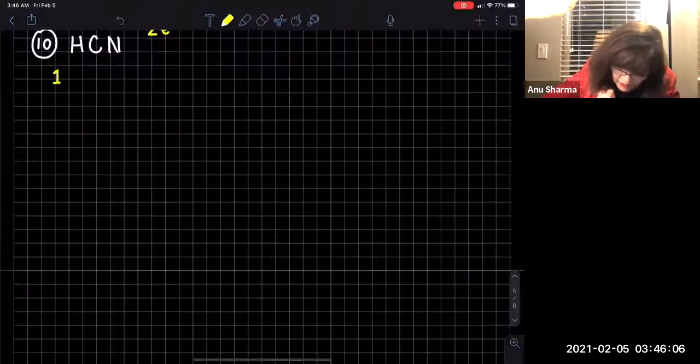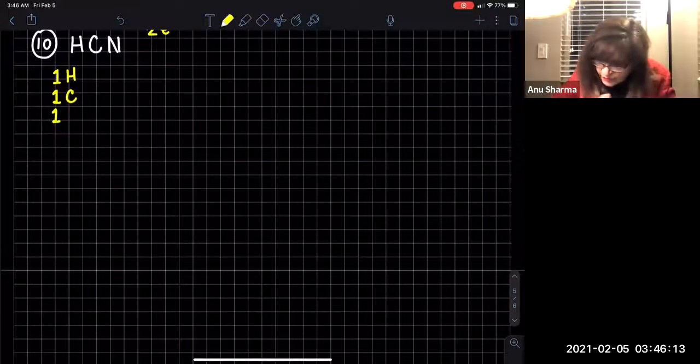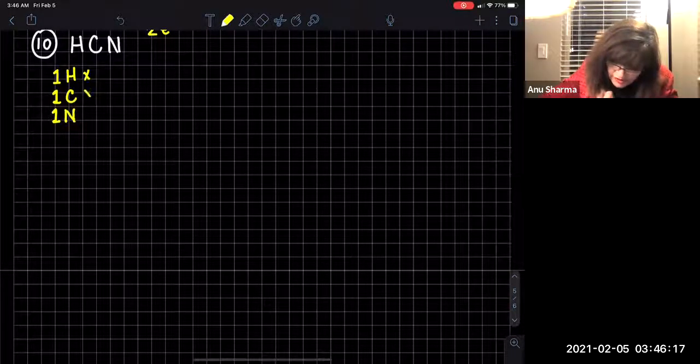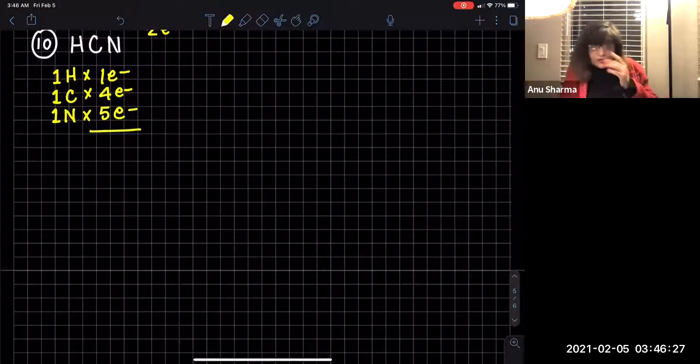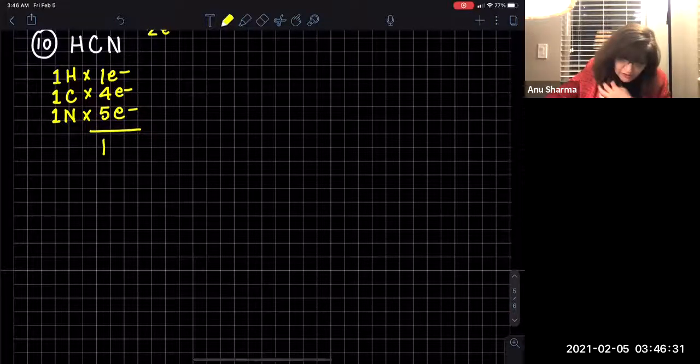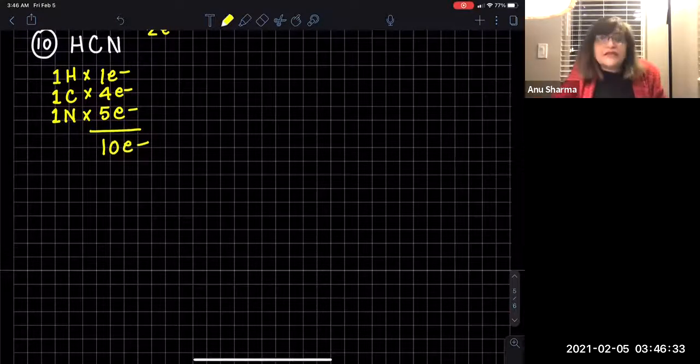Now comes the last one, HCN. One electron comes from hydrogen, 1 from carbon, and we have 1 hydrogen, 1 carbon, 1 nitrogen. Let's count the electrons: 1 electron from hydrogen, 4 electrons from carbon, and 5 electrons from nitrogen. Add these up and it becomes 10 electrons. So we need to place these 10 electrons. Which one is going to go in the middle?